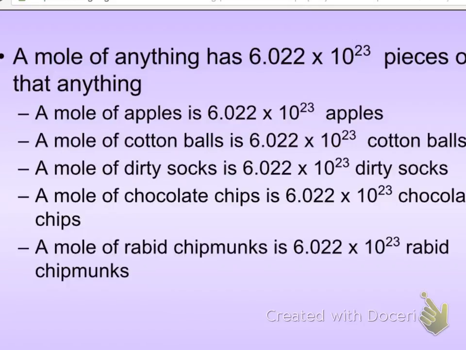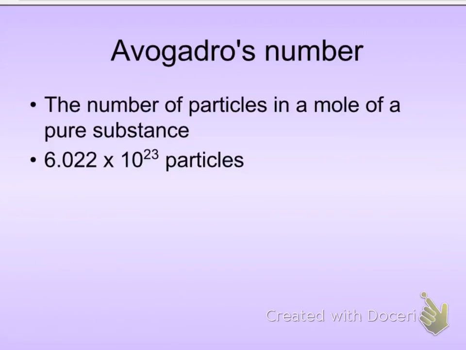Somehow it gets lost in the shuffle. So that's just the thing to remember. It's like a dozen. It's just the number of pieces. It's just a description of a number of pieces. So we have rabid chipmunks, we have bowling balls, we have whatever. A mole of them is 6.022 times 10 to the 23rd of that.